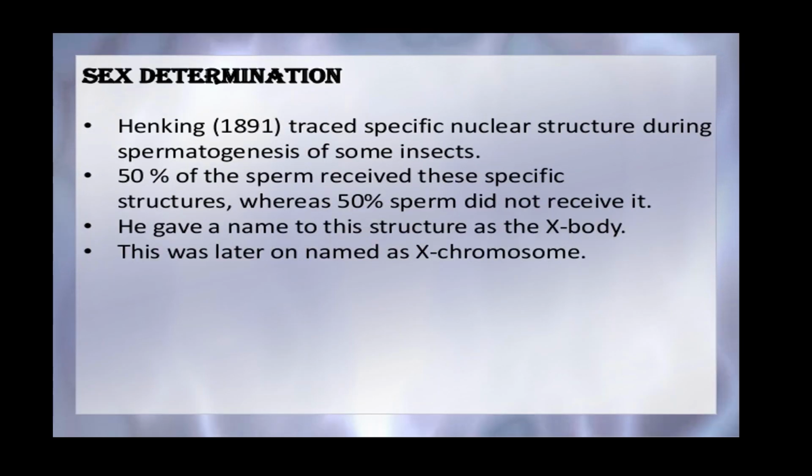Now, the study of sex determination was started by the scientist Henking, who identified the X chromosome. He said that in the male fly, 50% of the sperm consist of this X body and the other 50% of the sperm do not have this X chromosome. So the person who first identified the X chromosome is Henking.